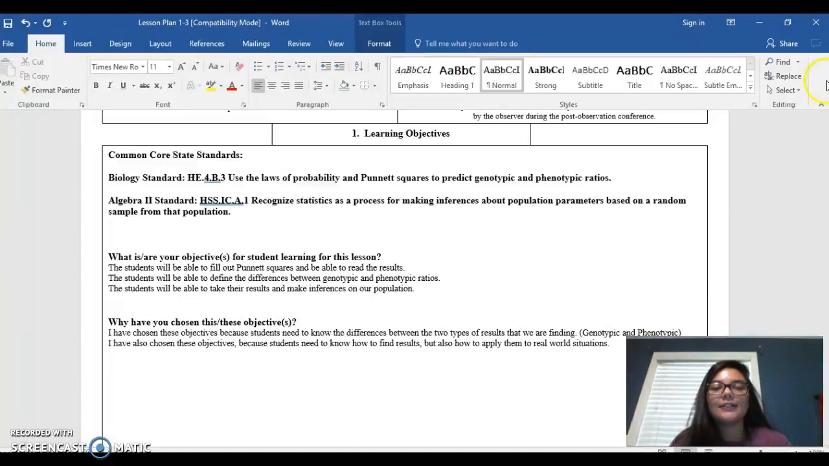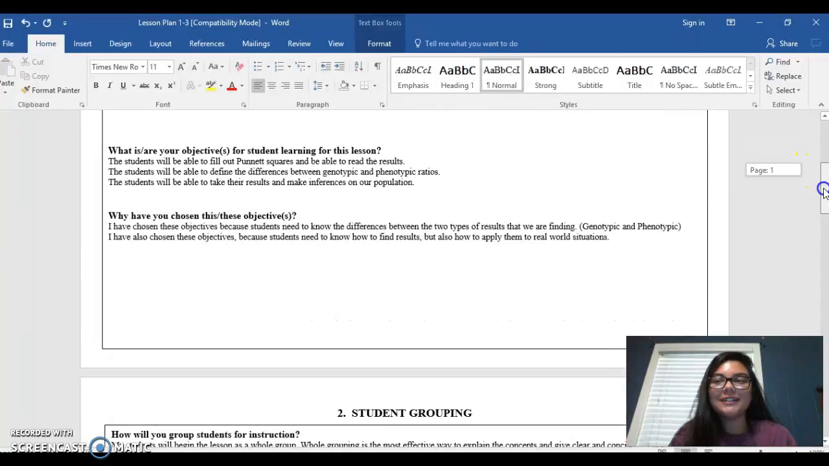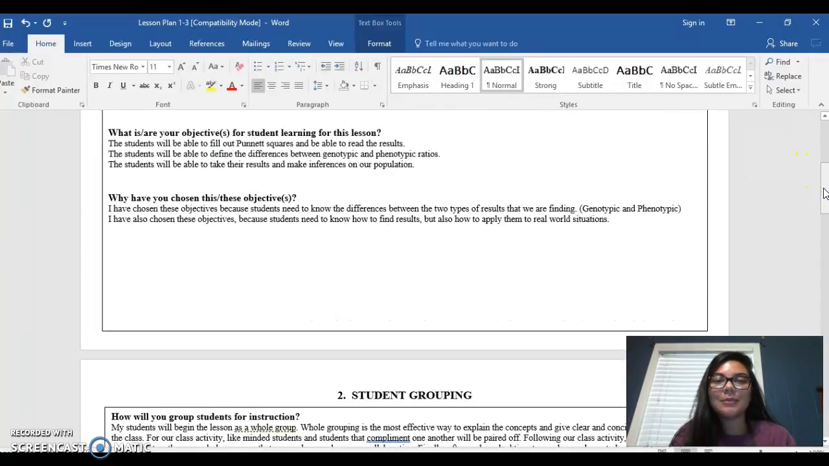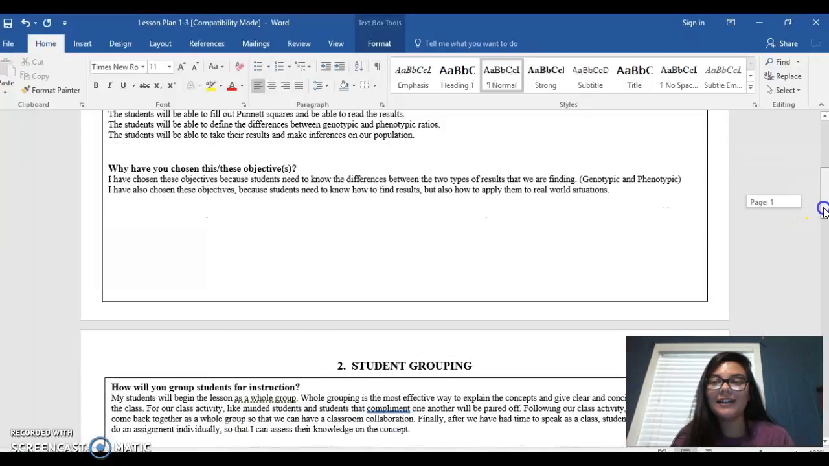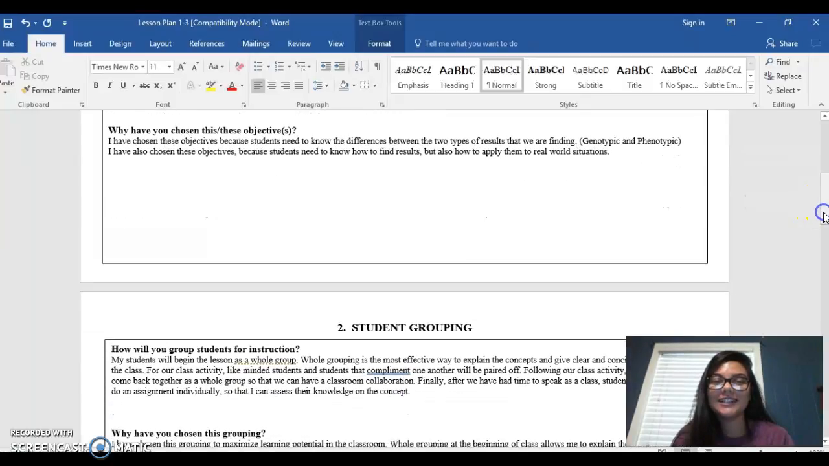Okay, so my objectives for this lesson are that students will be able to fill out Punnett squares and be able to read the results. Students will be able to define the differences between genotypic and phenotypic ratios. And students will be able to take those results and make inferences on our population. I have chosen these objectives because I want the students to know the two types of results that we're finding, which are the genotypic and phenotypic.